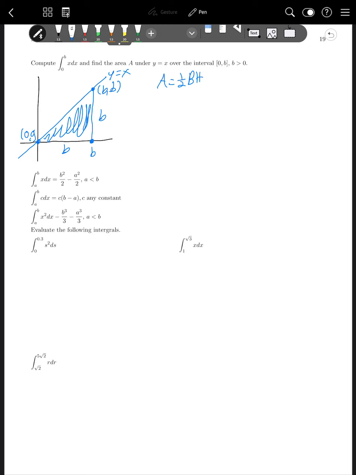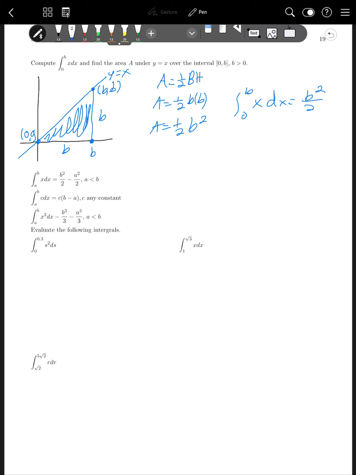And so the area here is going to be 1/2 base times base, which is 1/2 b squared. So the integral from 0 to b of x dx is just b squared over 2.